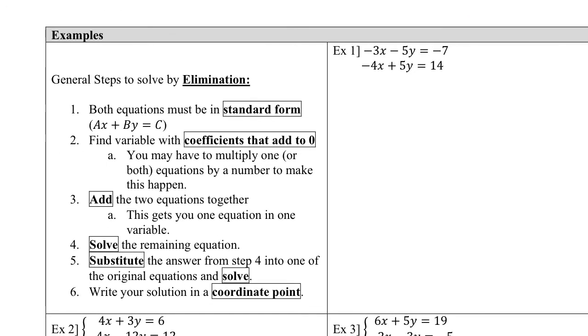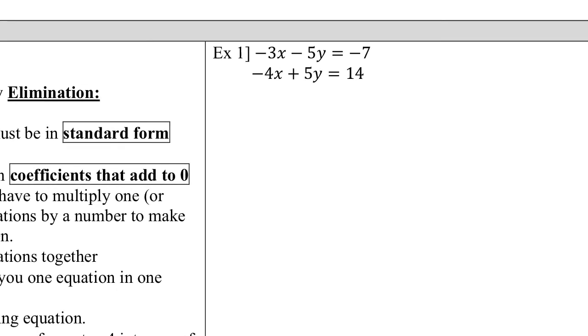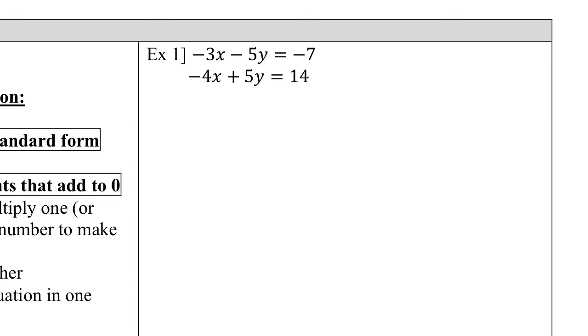So general steps for elimination. Step 1, both equations must be in standard form. So if I look at example 1, well, both of these are in standard form. The x's are on the same side as the y's. Step 2 is find a variable with coefficients that add up to 0. So if I try to add -3 plus -4, well, that's -7. But if I add -5 plus 5, that's a 0. So that means that my y's are eventually going to add up to 0, which means we don't need them.